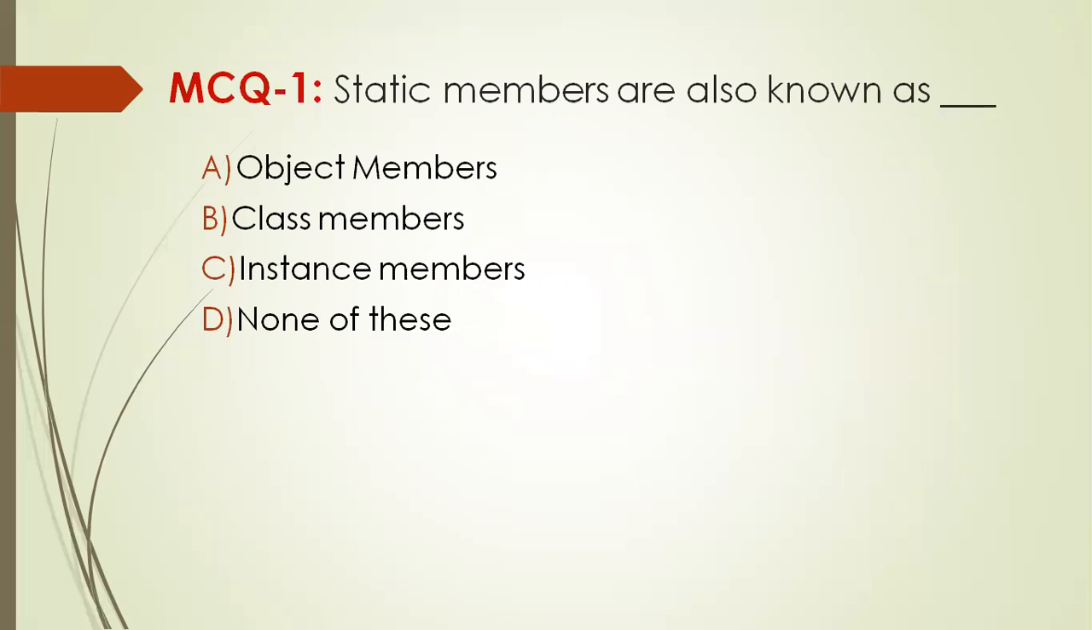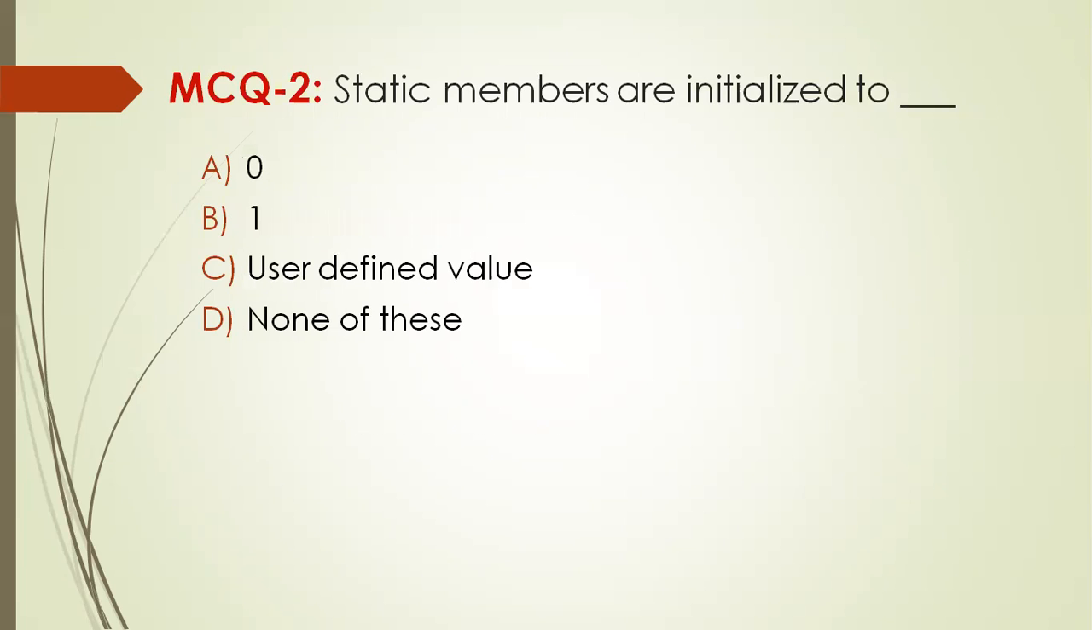Let us revise what we have studied through some simple multiple choice questions. Static members are also known as object members, class members, instance members, none of these. The correct answer is class member, because any member that is static in nature belongs to the class, not to any object. Static members are initialized to 0, 1, user defined value, none of these. By default, it is initialized to 0. A.